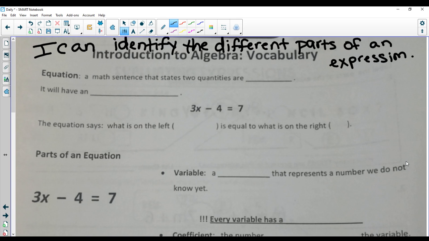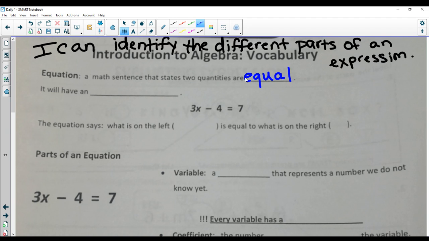So we start with the word equation. We talked about equation before. What does an equation have in it? You have an equal sign, telling you that two pieces are equal to one another, right? It's a math sentence that states two quantities are equal. So what it's saying is that both sides are equal to one another.